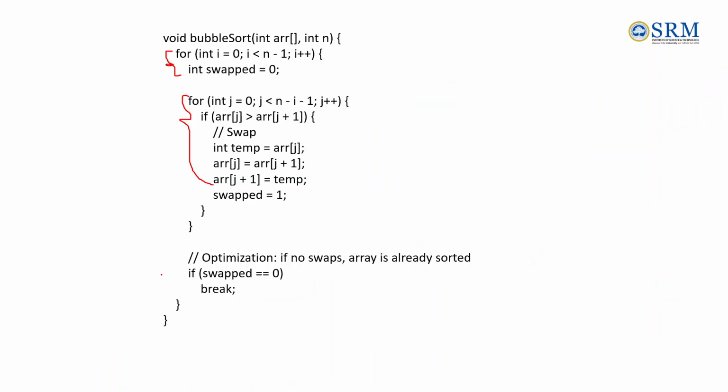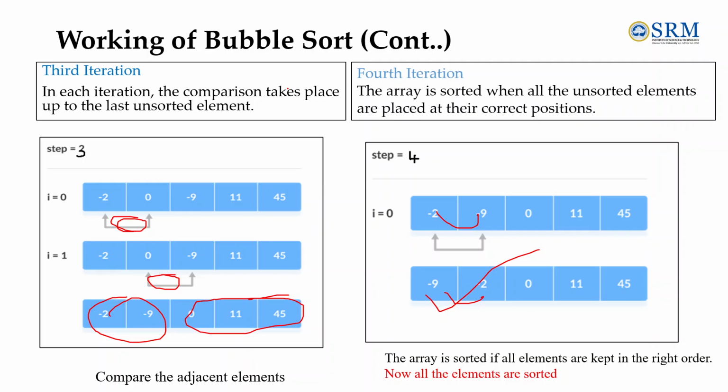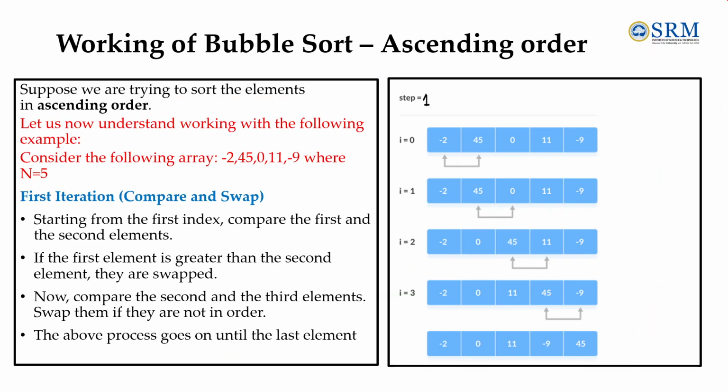So here you can see i is equal to 0. And then here you can see we have given n minus i minus 1. Because for every iteration, the number of elements we are comparing keeps on reducing. In the first iteration, we have 4 comparisons: 1, 2, 3, and 4. Since we have 5 data, there are 4 comparisons in the first iteration.